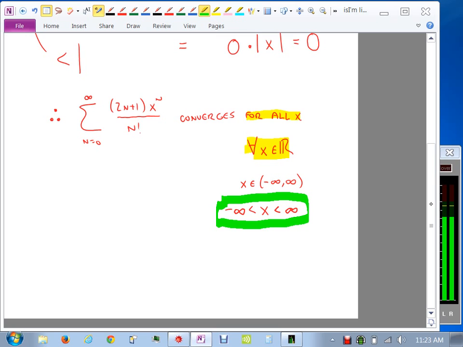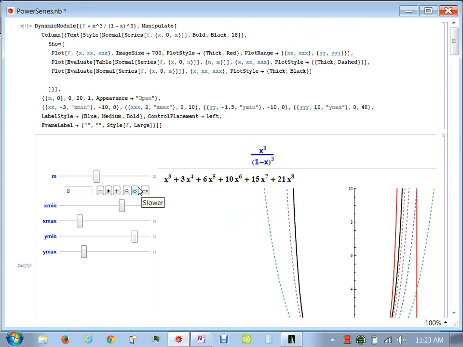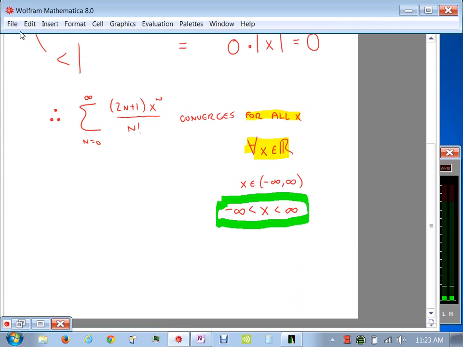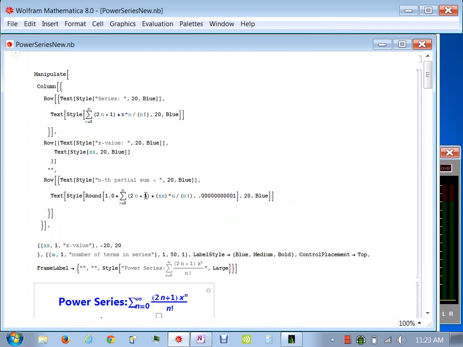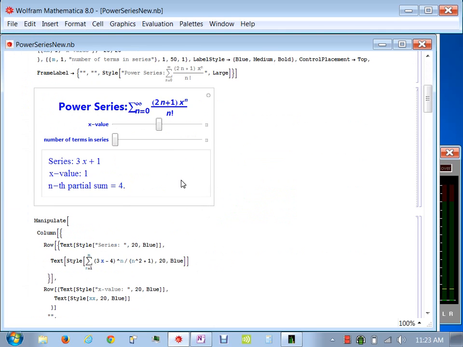Now, I have a way of trying to visualize this. Let's see how this works out. I was a little bit hesitant to show this. Let me see here. Where is that guy?